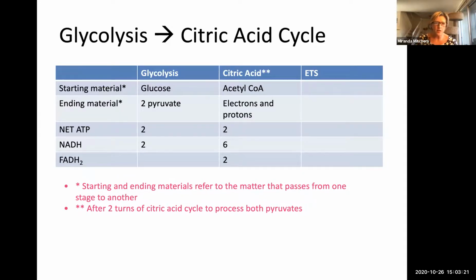So when I'm asking you to refer to the starting and ending materials, what I'm talking about is what passes to the next stage, please. That's what I'm looking for on your homework. That's also what I will be looking for on your exam.